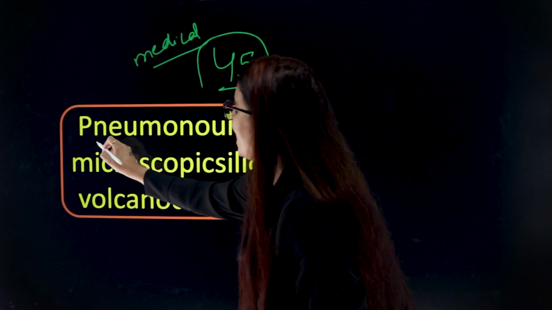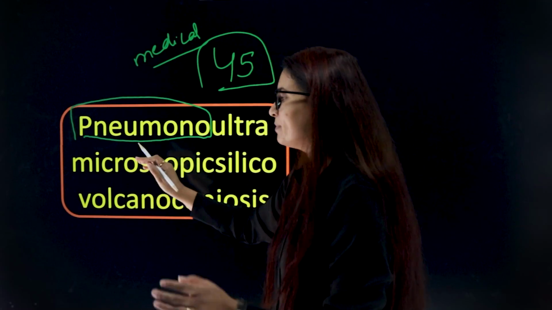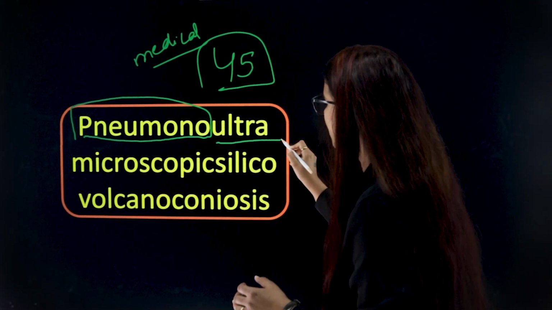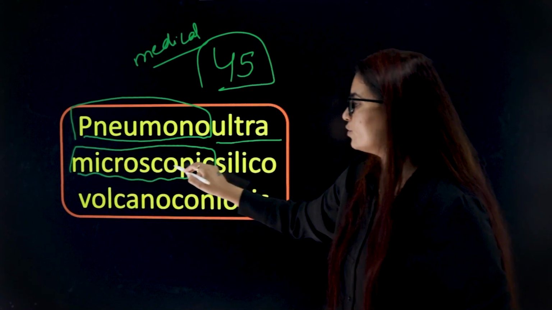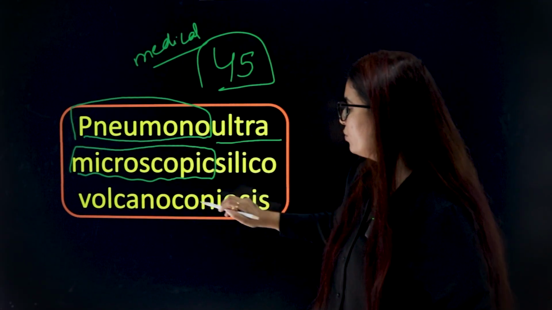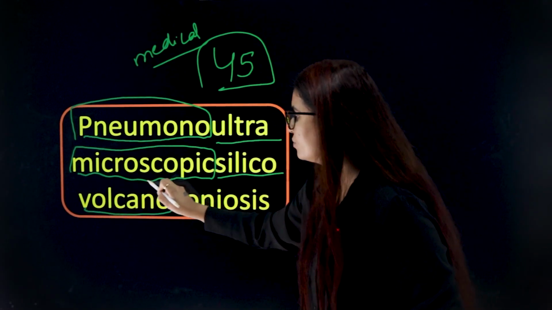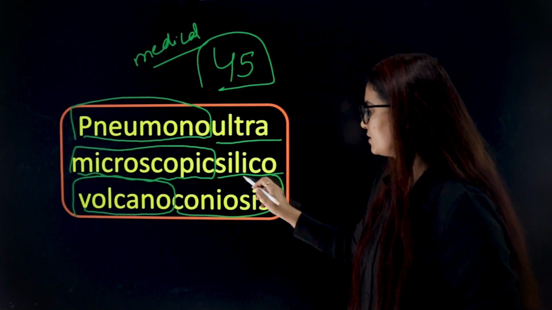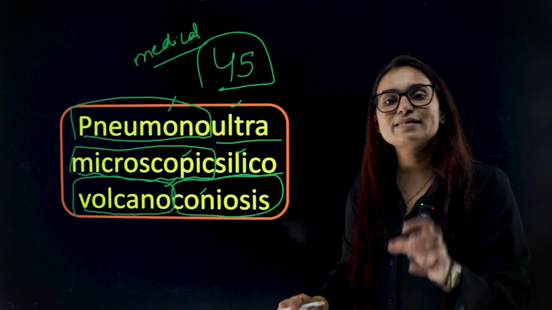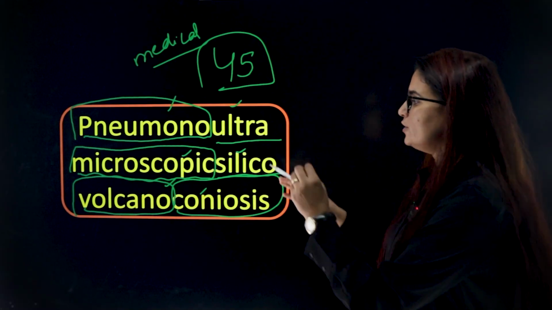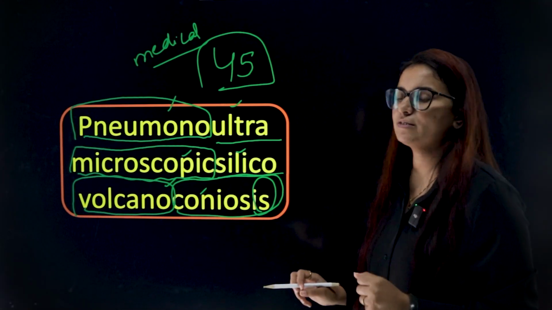Okay? Now, we have pneumono, which can be broken down into 2 parts, but let's make it 1. Then we have ultra. Then we have microscopic. Can you see the words? Microscopic, ultra, pneumono. Then we have silicon. Then we have volcano. Then we have kenosis. We have 1, 2, 3, 4, 5, 6 separate roots in here. Actually, you have roots, as well as you can say these words over here as prefixes and suffixes also.